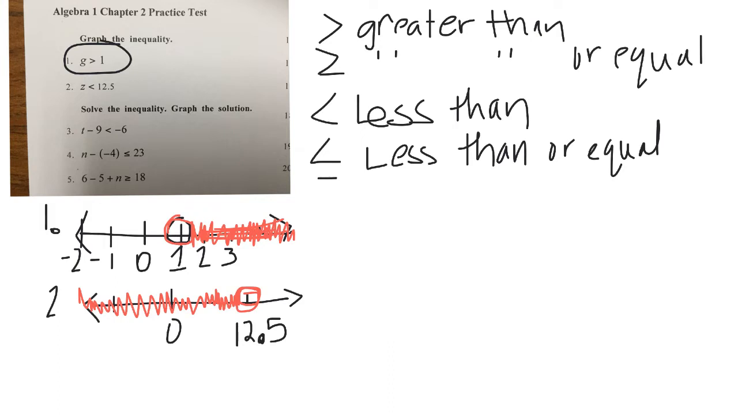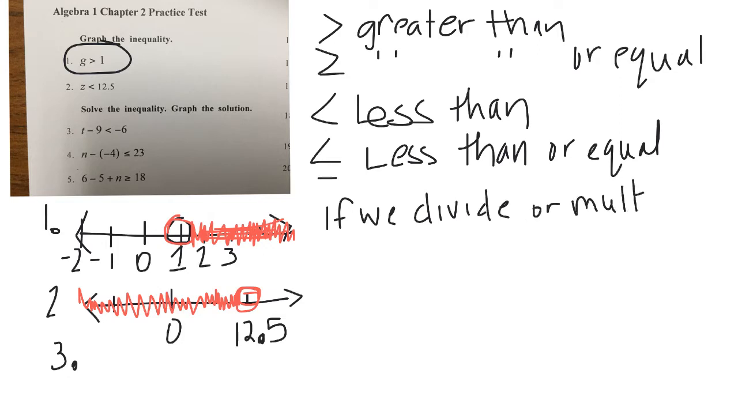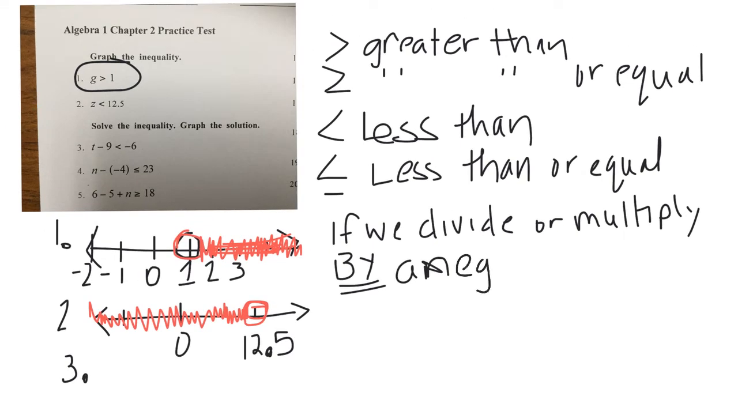Now, solving an inequality is very similar to solving an equation. The main difference is if we divide or multiply by a negative, we have to flip the inequality. The key term here is by a negative. Okay, because we can multiply a negative by a positive and it doesn't change. The sign flips. So if it's less than, it goes to greater than. If it's greater than, it goes to less than.